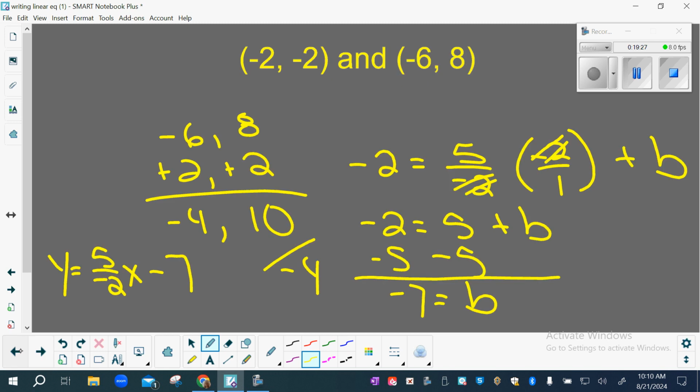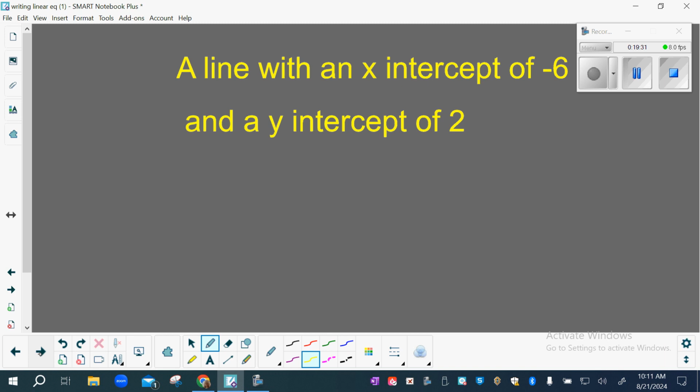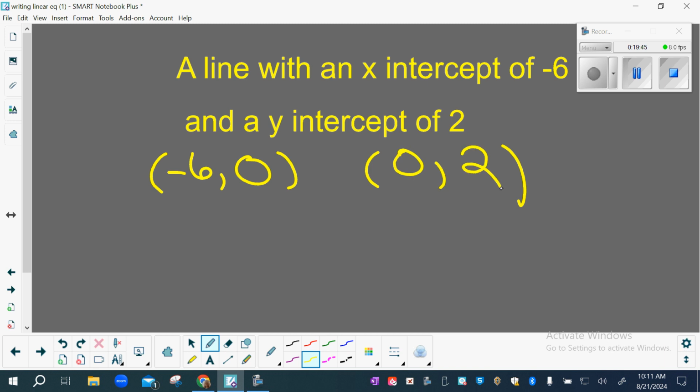Can you do this problem? Yeah, it's hard. This is the same problem, it's just easier. So we need 2 points. This one is -6, 0. And this one is 0, 2. Does that make sense? And now it's super easy.